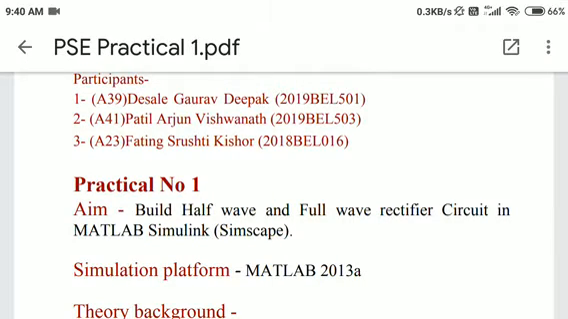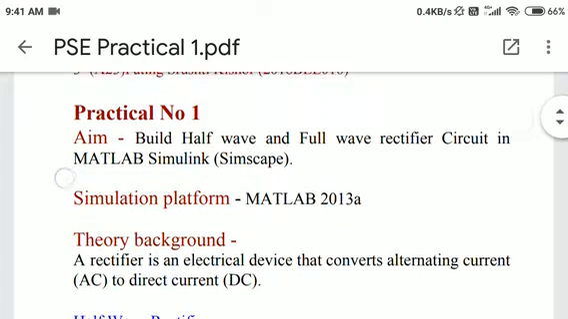I am going to explain to you today the practical of building a half wave and full wave rectifier circuit in MATLAB Simulink. I use the simulation platform of MATLAB 2013a. You can use any version of MATLAB. We will see the theory background.